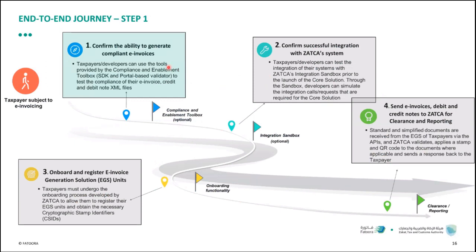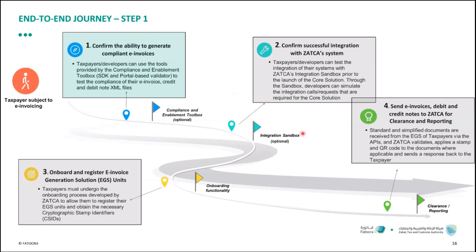The first one is on the taxpayer side, to make sure that their solutions are able to generate compliant invoices. We have provided the compliance and enablement toolbox in the form of an SDK, and also a portal-based validator that we're going to see. You can validate that the XML you are generating is compliant with the ZATCA platform. The next step is that you can use the integration sandbox to test the APIs that we have exposed, in addition to the portal-based validator. These 2 are optional and will help you make sure that your solutions are compliant before you start onboarding your devices to the ZATCA platform.